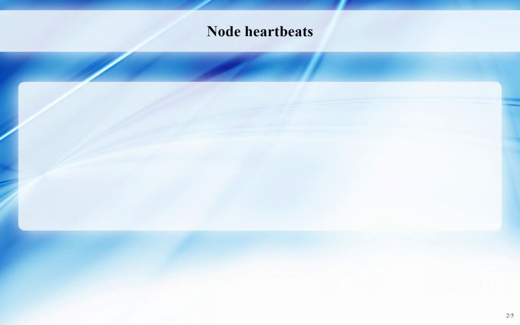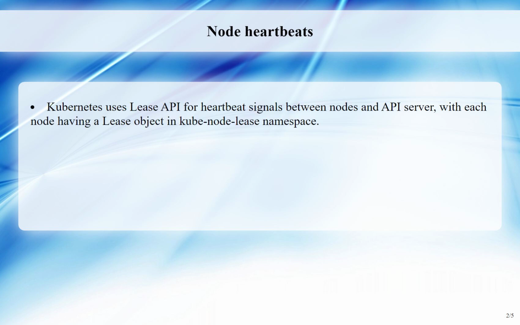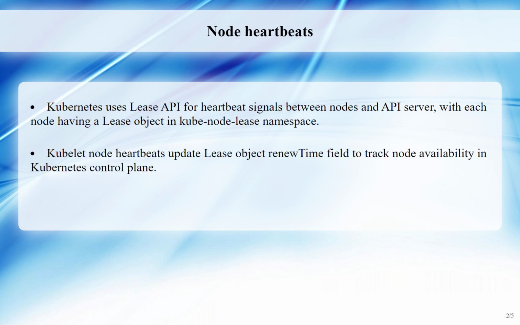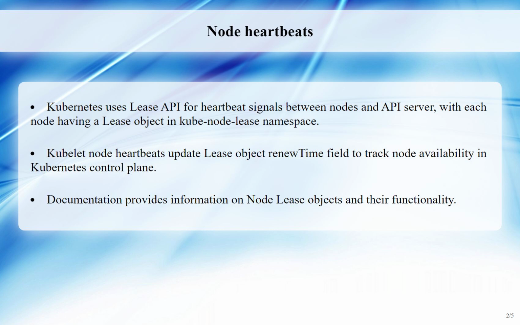Node heartbeats. Kubernetes utilizes the Lease API to relay heartbeat signals from kubelet nodes to the Kubernetes API server. Each node has a corresponding lease object in the kube-node-lease namespace. The heartbeat from kubelet nodes triggers an update request to the lease object, specifically modifying the spec.renewTime field. The Kubernetes control plane utilizes the timestamp in this field to ascertain the status and availability of each node. For further information on node lease objects and their functionality, additional details can be found in the documentation.